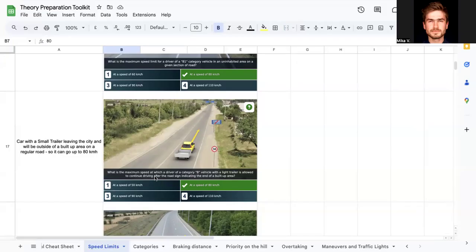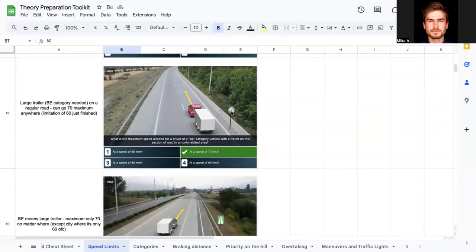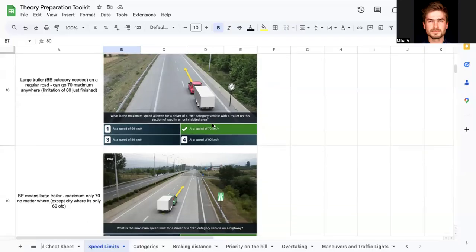It says driving after the road sign indicating the end of a built up area. Okay. Built up and inhabited is the same in this case. Then we have BE category, means a big trailer. It can go maximum 70, doesn't matter where. And here the 60 sign is over. It means the 60 regulation is over. It's a trick question because they tell you 60, but 60 is over the limitation, okay?